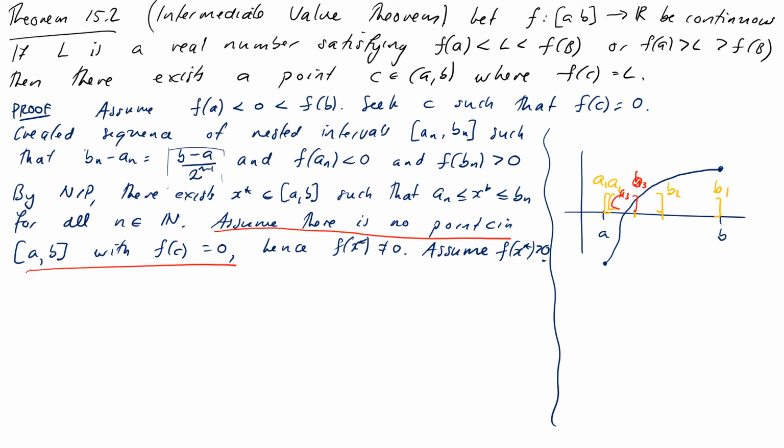Okay, so if we were to now zoom in on our picture a wee bit, we're assuming that g of x star is positive. So if we were to zoom in a whole lot, here's x star, this is g of x star over here.